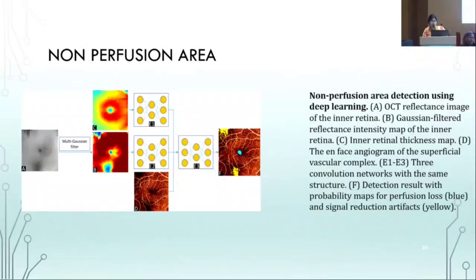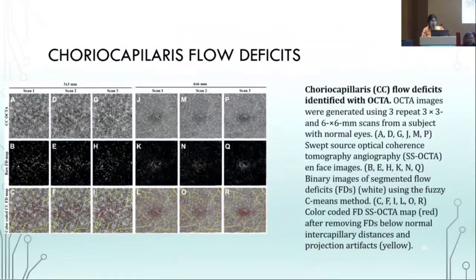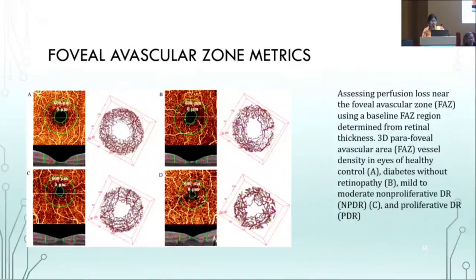The non-perfusion areas are detected using deep learning. This is an image of CRO. I will skip this. Choriocapillaris flow deficits are identified on OCTA.